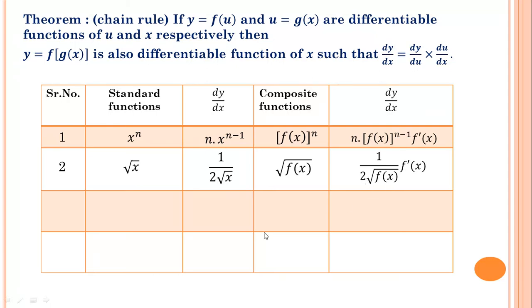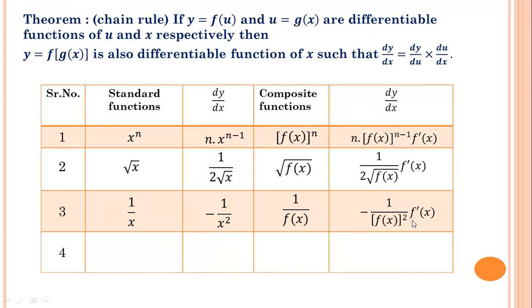Then the third one, if it is 1 upon x, then its derivative is minus 1 upon x square. Now if it is 1 upon f of x, then its derivative will be minus 1 upon f of x square into f dash x. Again you have to multiply with f dash x.